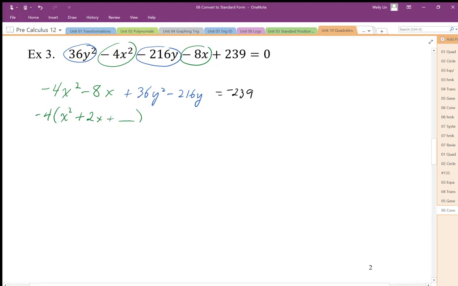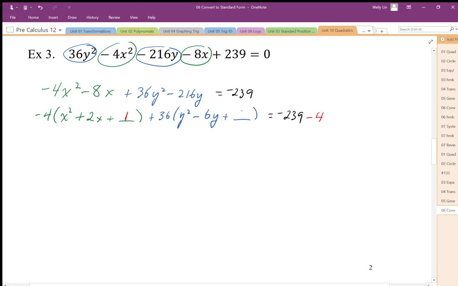Okay, I'm going to factor the 36 out of here, so 36 y squared, 216 divided by 36 is 6, and then there's my completed square. I still need to fill that in to complete the square. Here, this is going to be completed square with 1. I've added negative 4 groups of 1, so I need to balance the other side with the same negative 4.